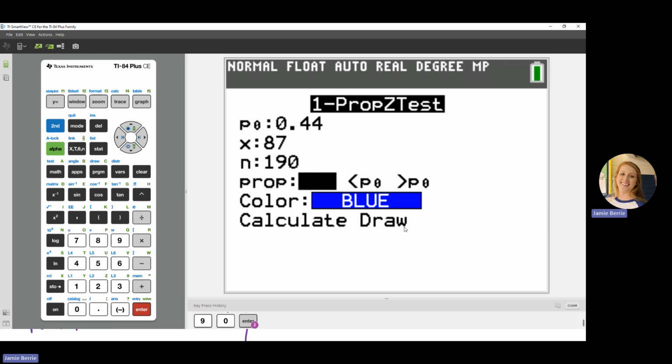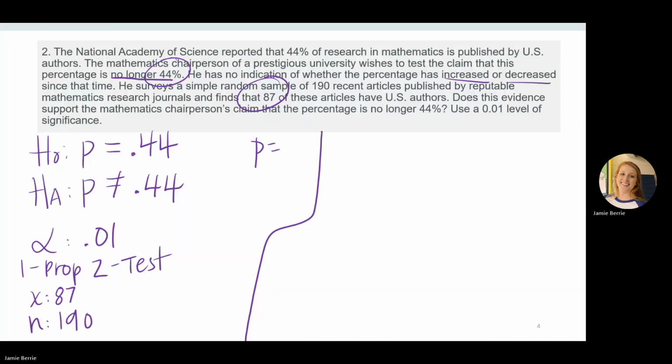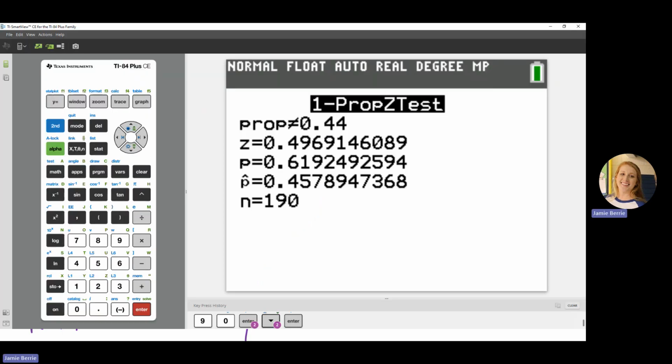They don't know if it's lower. They don't know if it's higher. So we're just doing not equal to. Then we're going to hit calculate, grab our p-value. There's our test statistic. It's about 0.50. Whoa, p-value, super high, 0.6. Forgot to grab the other decimal place. I was so taken aback. 0.62.